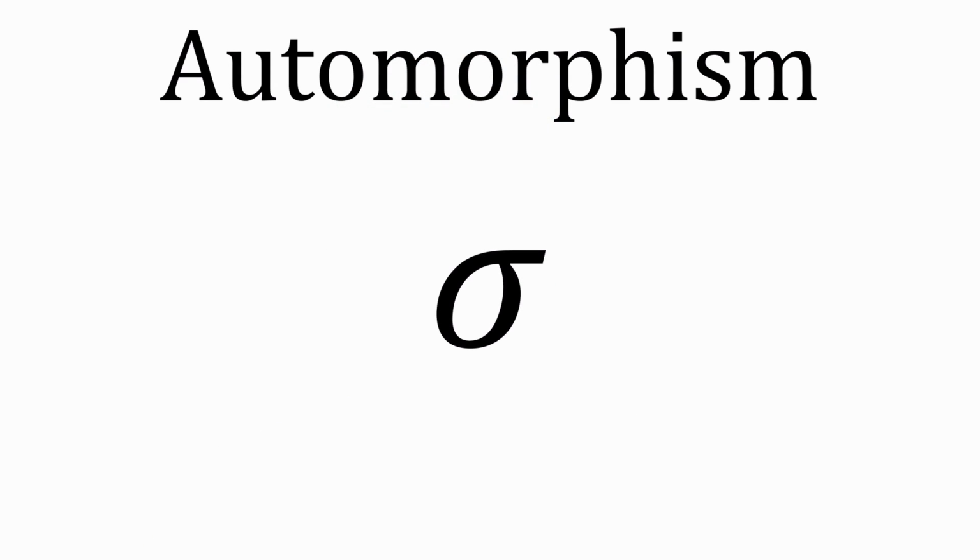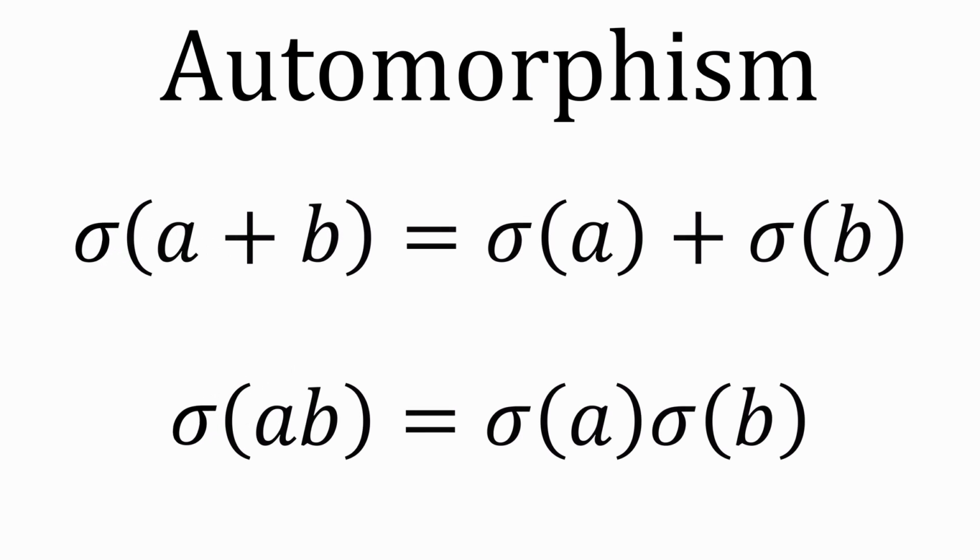If sigma is a rearrangement of the elements in some field, we call sigma an automorphism of the field if it satisfies the following two properties. Sigma of A plus B is sigma of A plus sigma of B, and sigma of AB equals sigma of A times sigma of B. The reason why these properties specifically will be useful will soon become apparent.